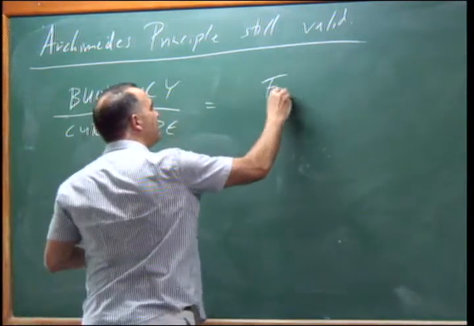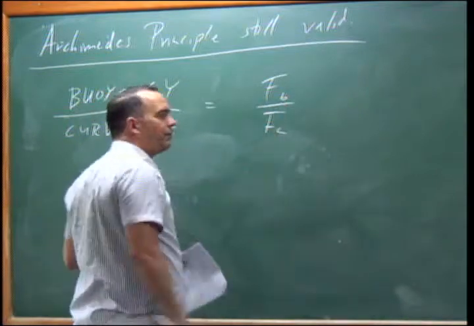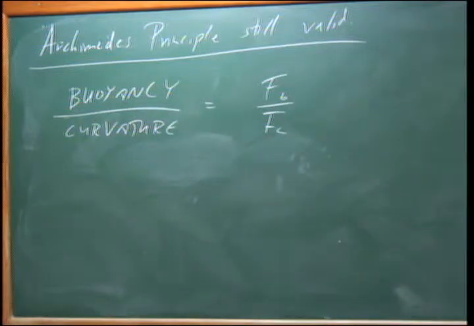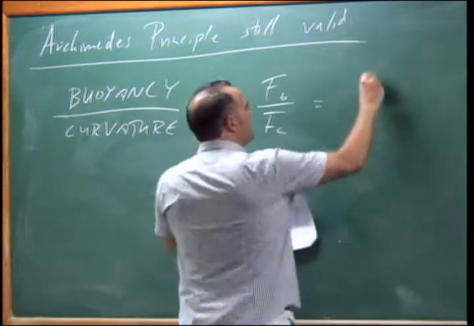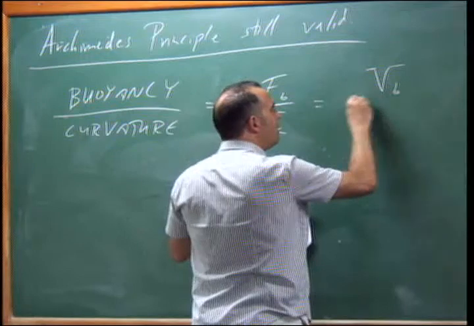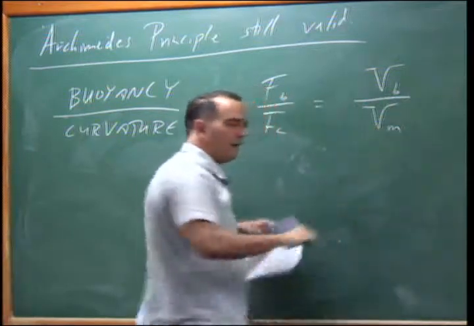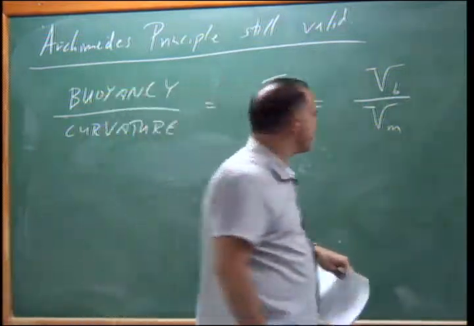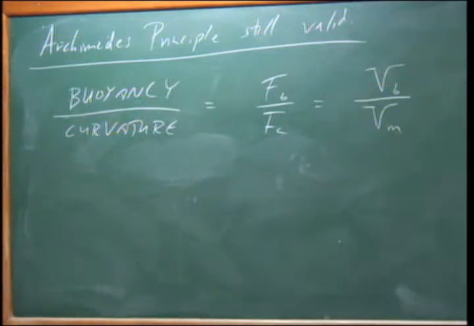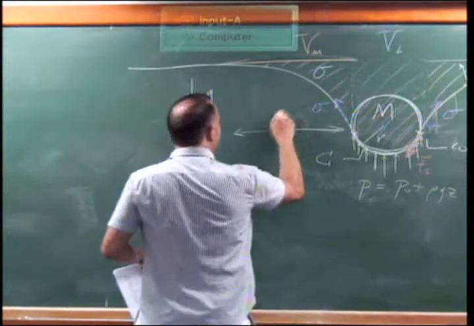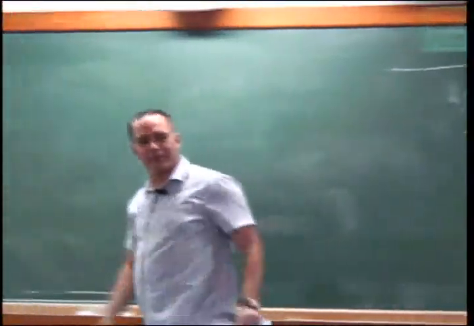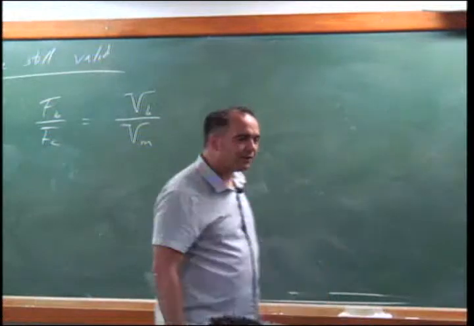So this is F_B over F_C. We've seen that those are expressible in terms of volumes of fluid. So this is simply given by the volume above the body and the volume above the meniscus. Okay? So what do we know? We know what this length scale is. What's this length scale? Right. So we know that's roughly the capillary length, and there'll be some fudge factor depending on the contact angle.